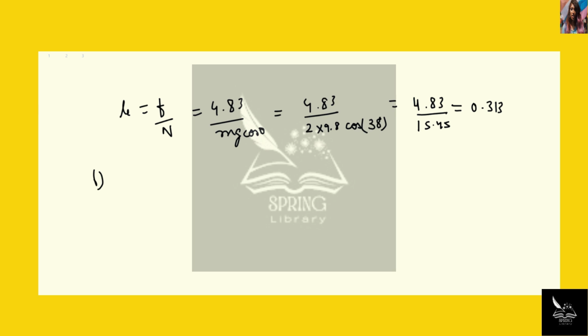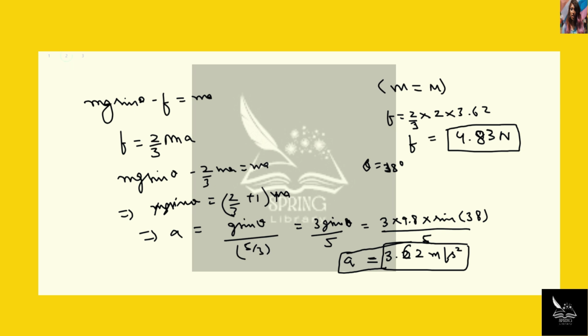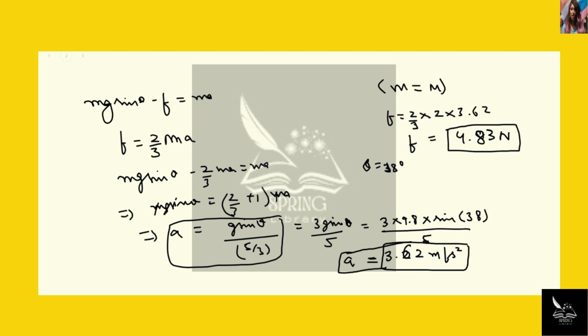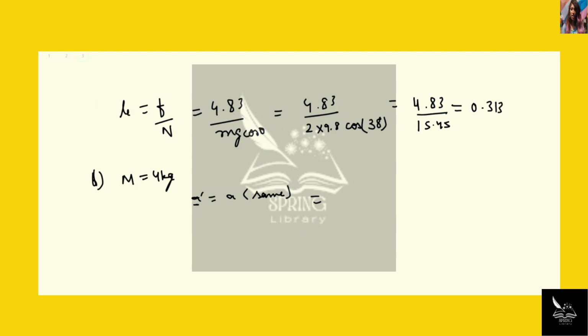Now we go to part B. Now the mass becomes 4 kg. So what is the effect on the acceleration due to this change in mass? So acceleration is independent of the mass. So the new a remains the same, which equals 3.62 meters per second squared.